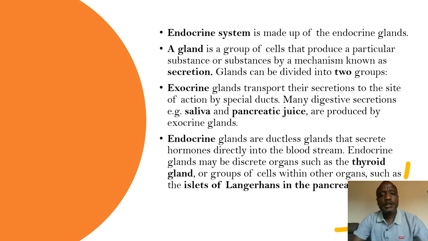Now, remember we are talking about the endocrine system here, but there are some key terminologies you have to understand. Basically, there is a gland, there is a secretion, there is an exocrine gland, and there is an endocrine gland. You can take your time to read what a gland is, what an exocrine gland is, and what an endocrine gland is. Then from there, you can understand the difference between the two.